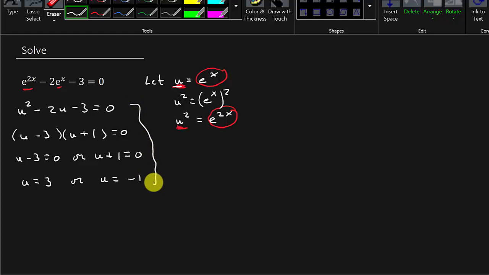So we've got u equals 3 and u equals -1, but that's not what we're looking for, okay? We're not looking to solve for u, we're looking to solve for x. We got to know what x is. Well, what is u? See, I've got u and u. Well, u is e to the x. So I'm going to replace u with e to the x.